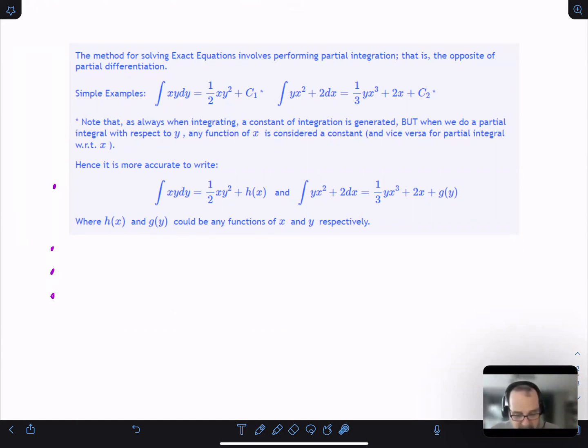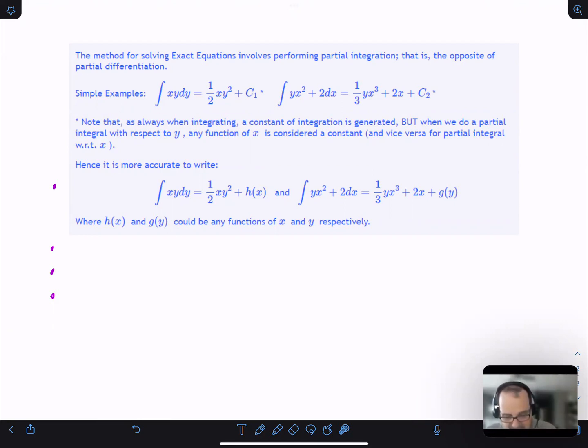So treat x like a constant and integrate. So if you're integrating y, the constant just sits in front. So the x just sits in front. When you integrate y, you would have a y squared and a 1/2 in front. And again, when we integrate, there is a constant of integration generated. So the integral of xy with respect to y is a 1/2 xy squared plus a constant, which we have a little bit more to say about.